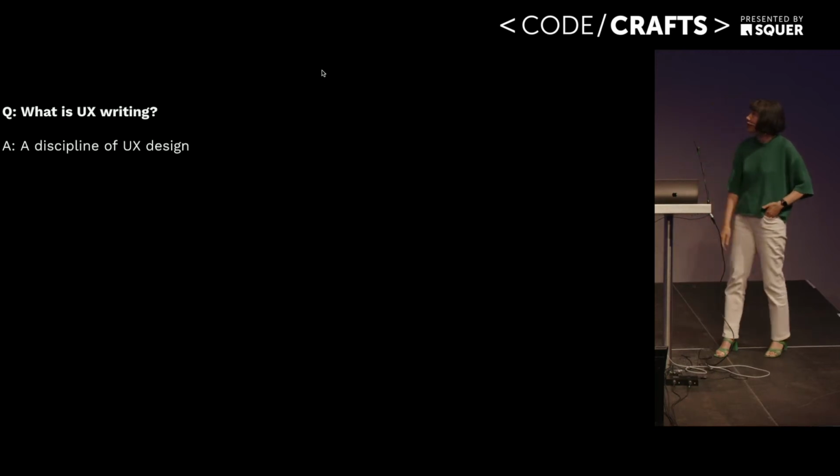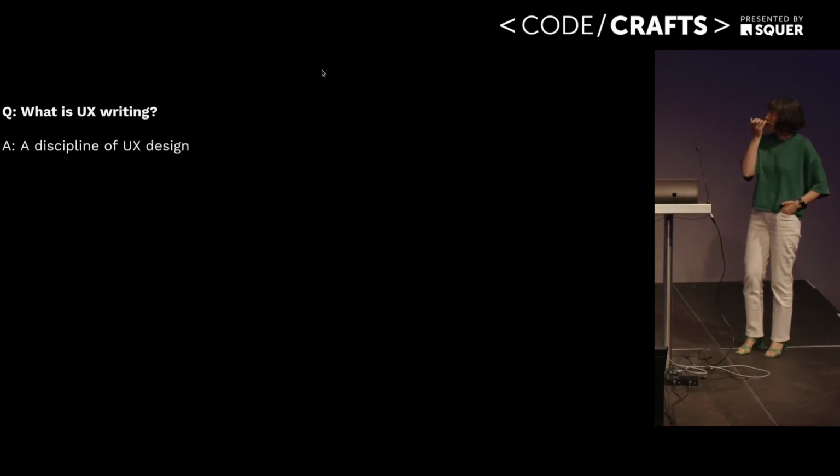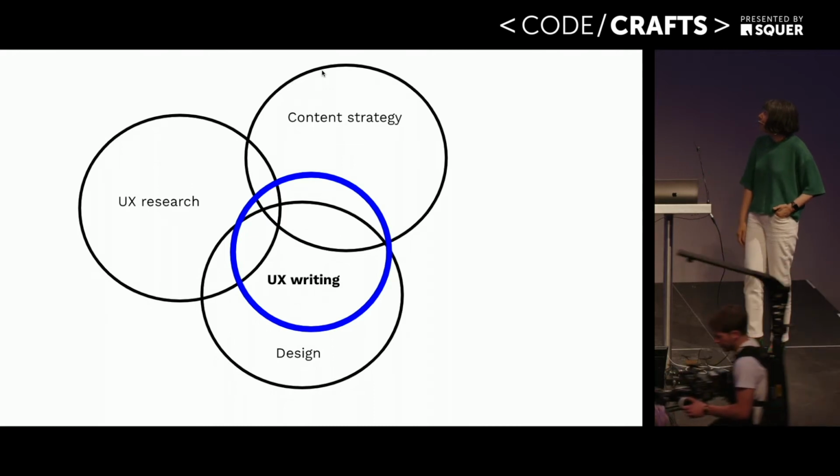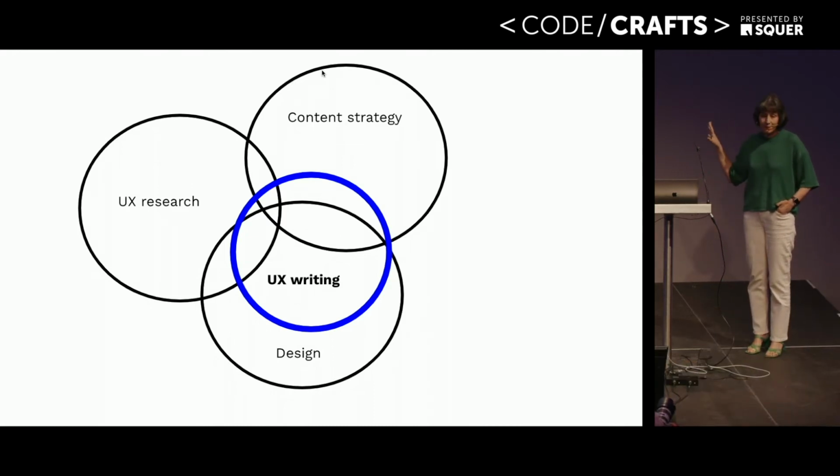But before we do that, let's talk a little bit about what UX writing is. It's a discipline of design. I have made a little bit of a messy Venn diagram. Don't quote me on this. I didn't measure anything here in terms of overlap. It's a little bit Bauchgefühl, a little bit gut feeling going on here, but UX writing sits in the middle of research, content strategy, and design.